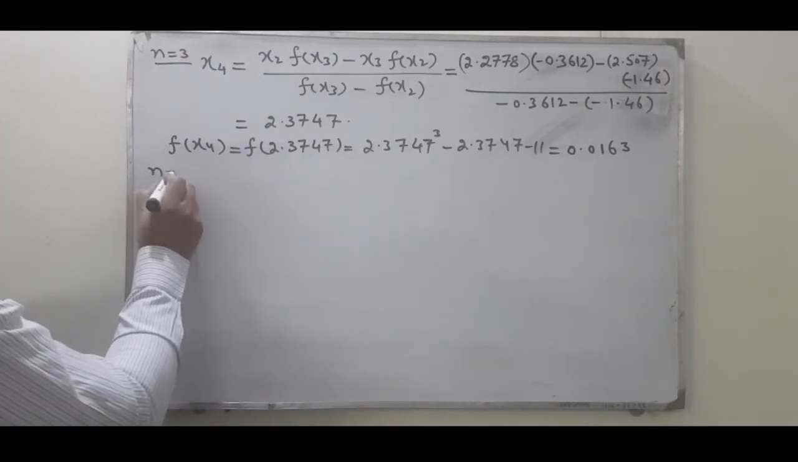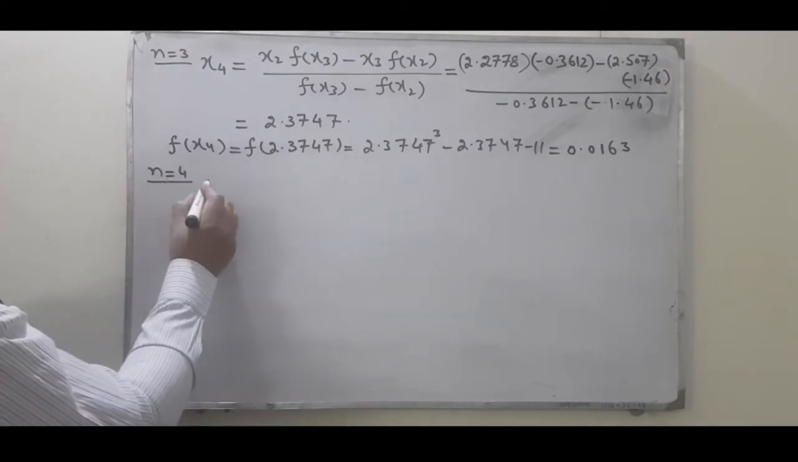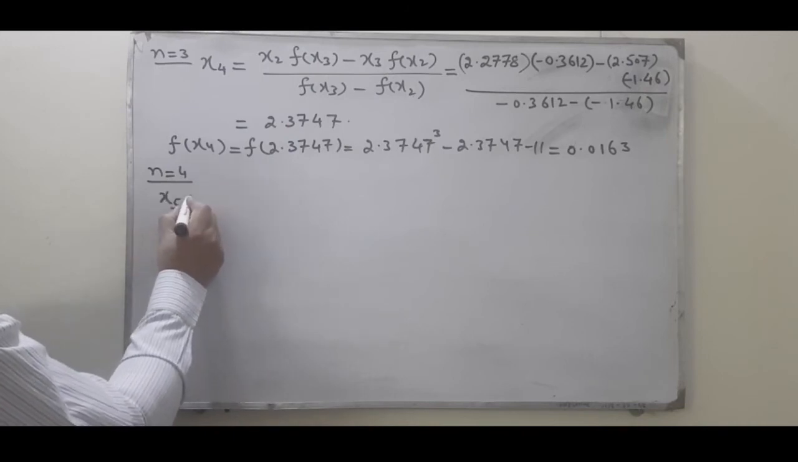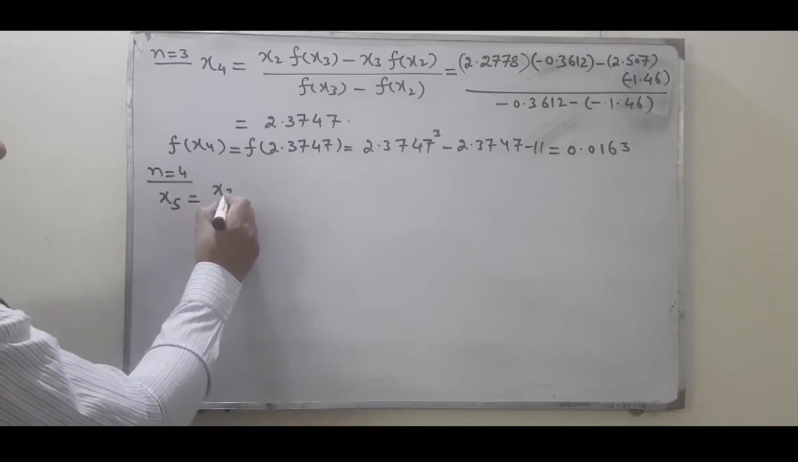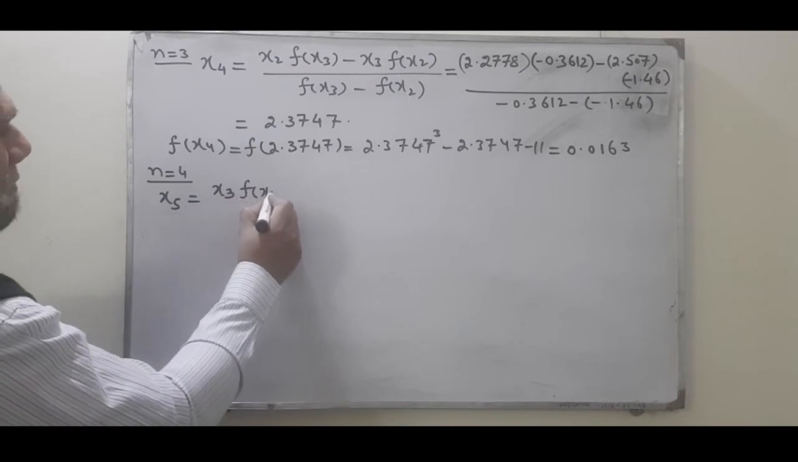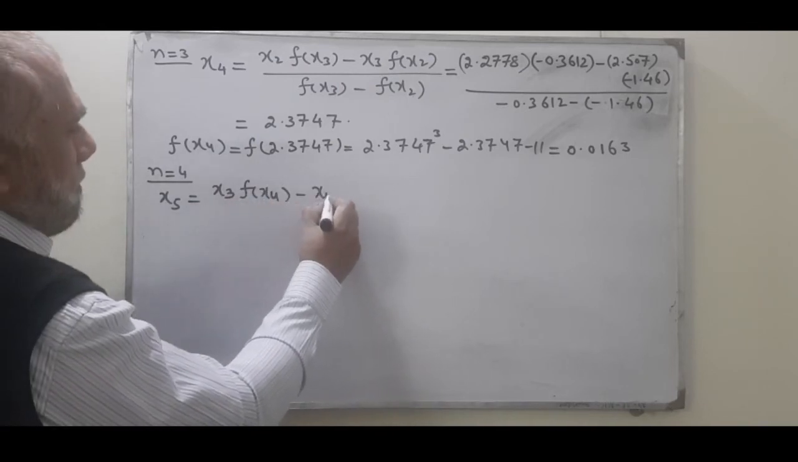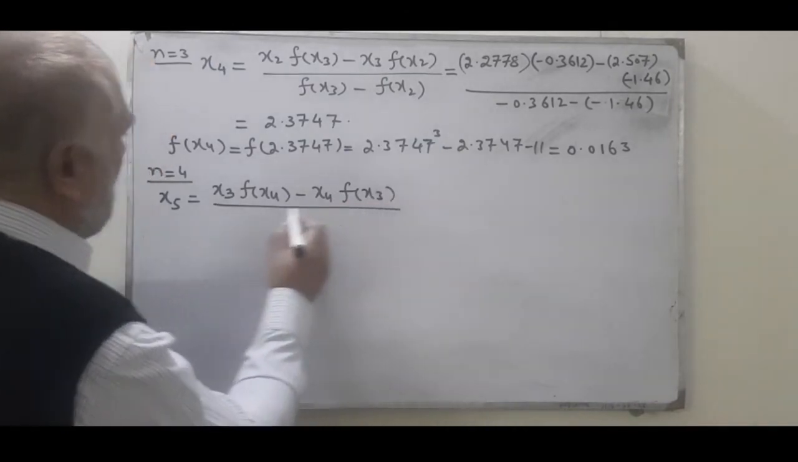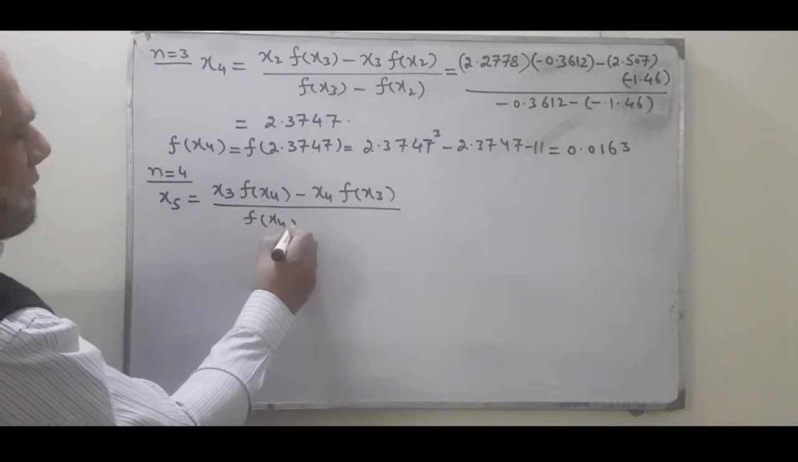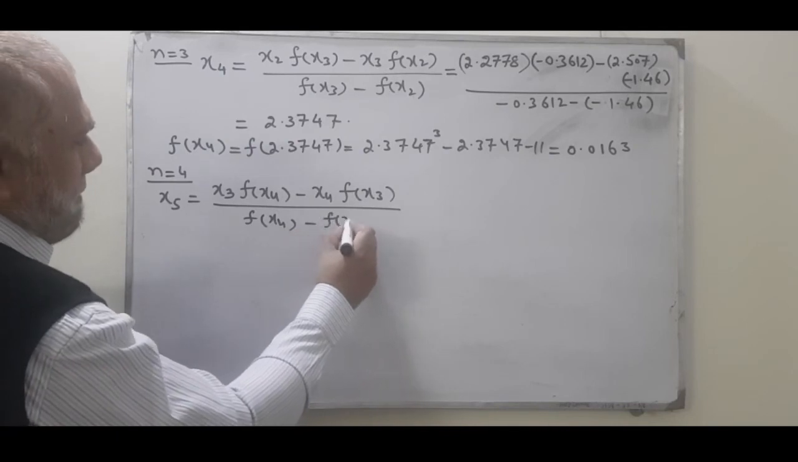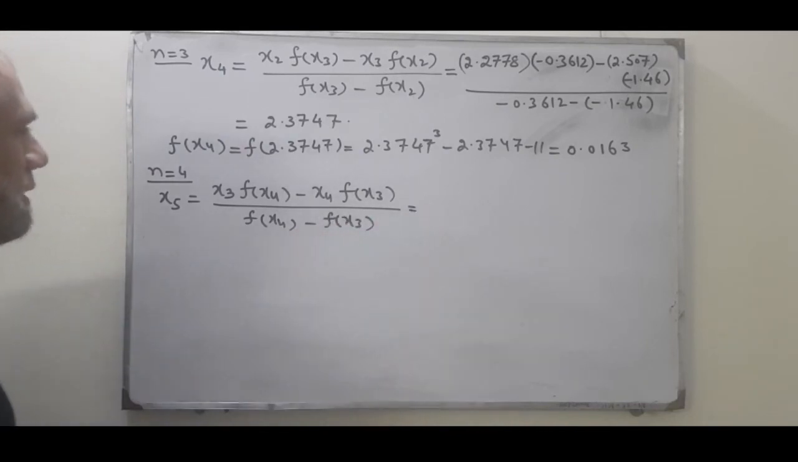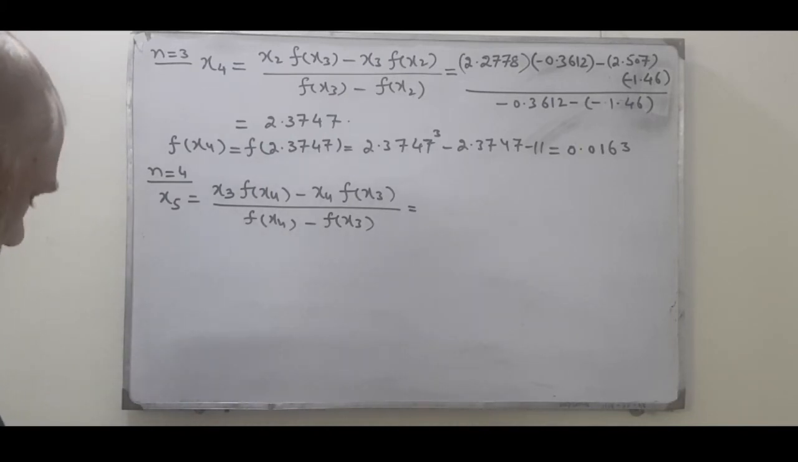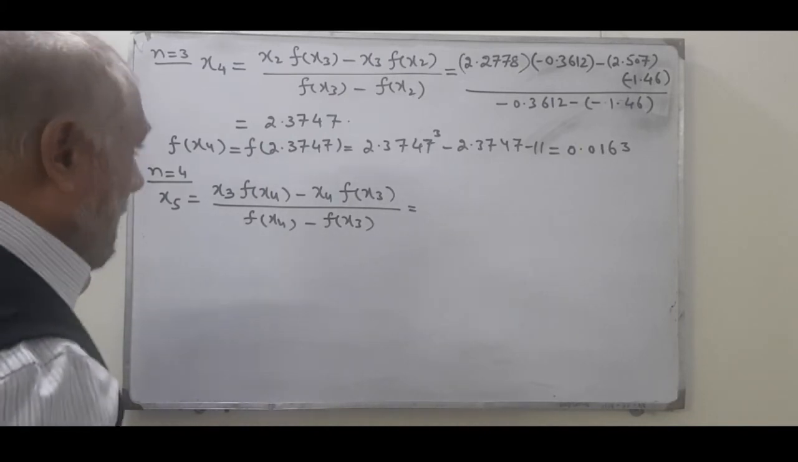Now we move to the next iteration, number 4. On taking n equals 4, we get x5 on the left side. On the right side, we'll be having x3 f(x4) minus x4 f(x3), and whole divided by f(x4) minus f(x3). So this is the changed formula after changing the index for n equals 4. And then you have to put in the values.